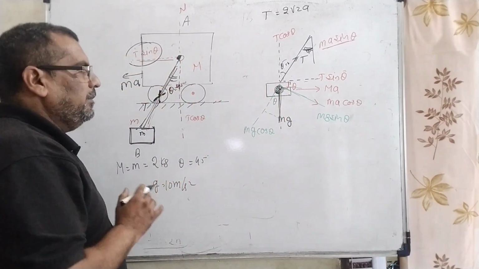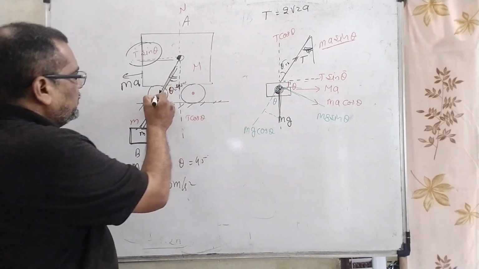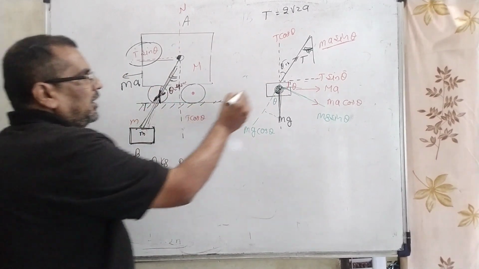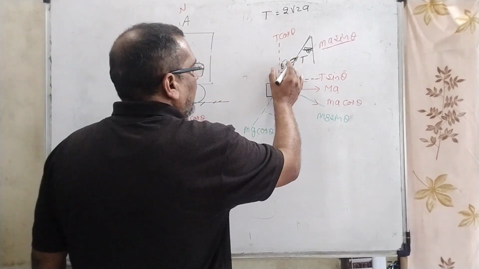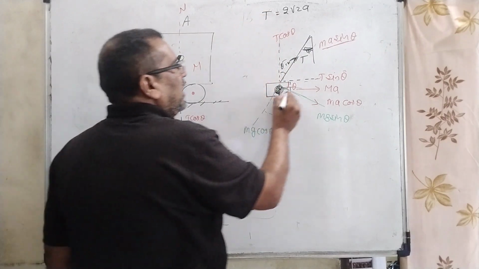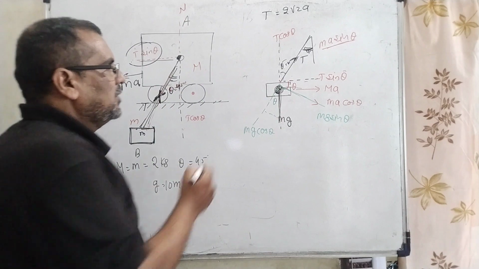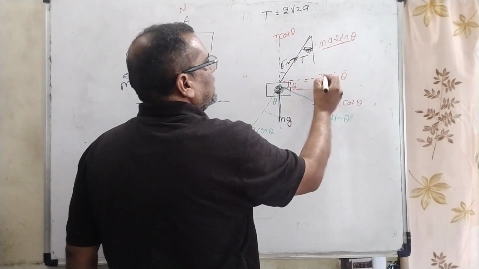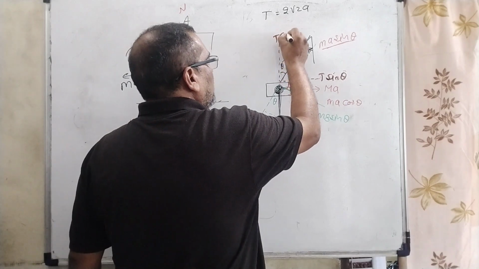Please look carefully. I have made it colorfully. Here let us first talk about the tension. Here the tension is acting towards the card, and it is divided into components: T cos theta is along the normal, and T sin theta is in the forward direction, the right side. So here T sin theta and T cos theta.